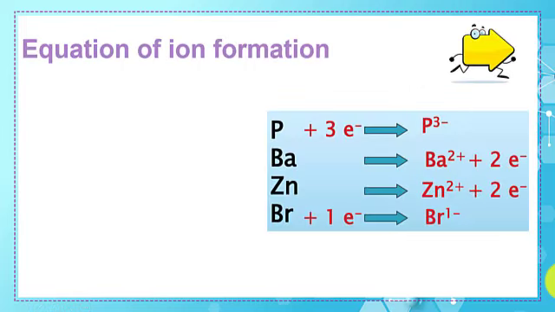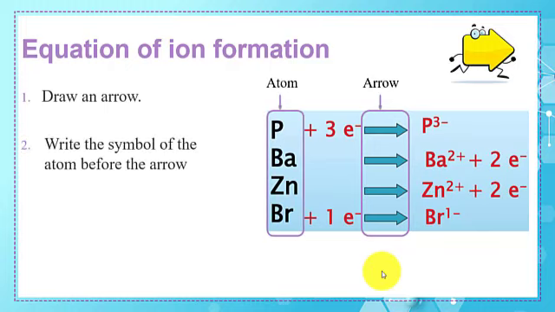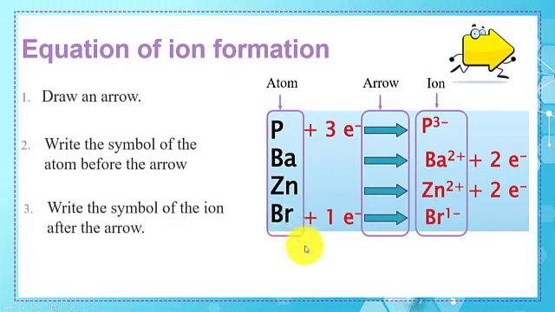Equation of ion formation. These are some examples for equations of ion formation. However, how can we write such equations? Step 1, we draw an arrow. Step 2, we write the symbol of the atom before the arrow and the symbol of the ion after the arrow, because it is the equation of ion formation. So the ion that is formed, we write it after the arrow and the atom before the arrow.